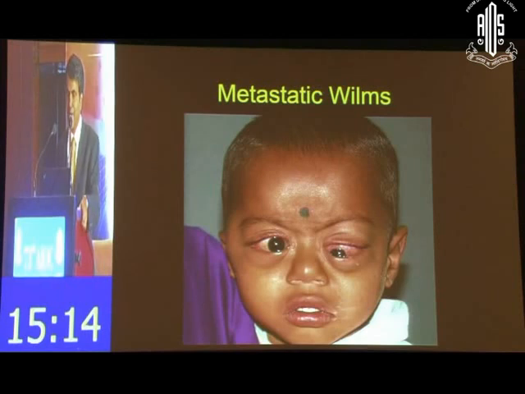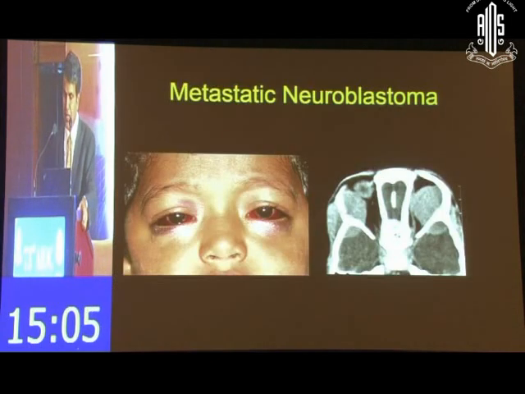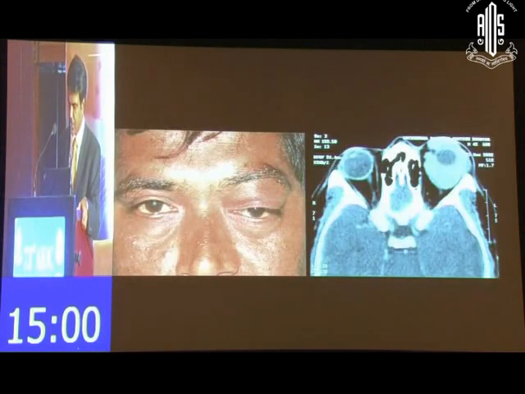Neuroblastoma or nephroblastoma? This is metastatic Wilms. Exactly similar situation with periocular hemorrhage. The diagnosis is neuroblastoma. Just one differential diagnosis, nothing else. Again, a triradiate lesion, very characteristic of metastatic neuroblastoma.